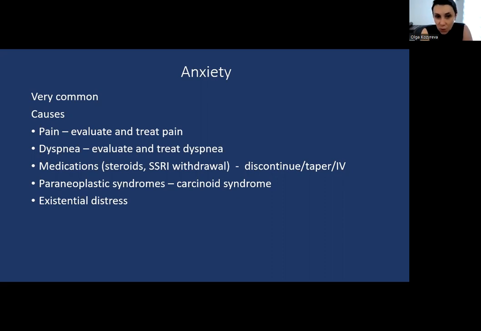Substance use, we know, can cause anxiety. For example, cocaine or methamphetamine can cause significant anxiety. Then there is existential distress. That's a separate topic by itself. When a person is dying, emotionally it's very difficult. The patient can be grieving, very sad, and anxious about what will happen to his family and children after he or she passes.